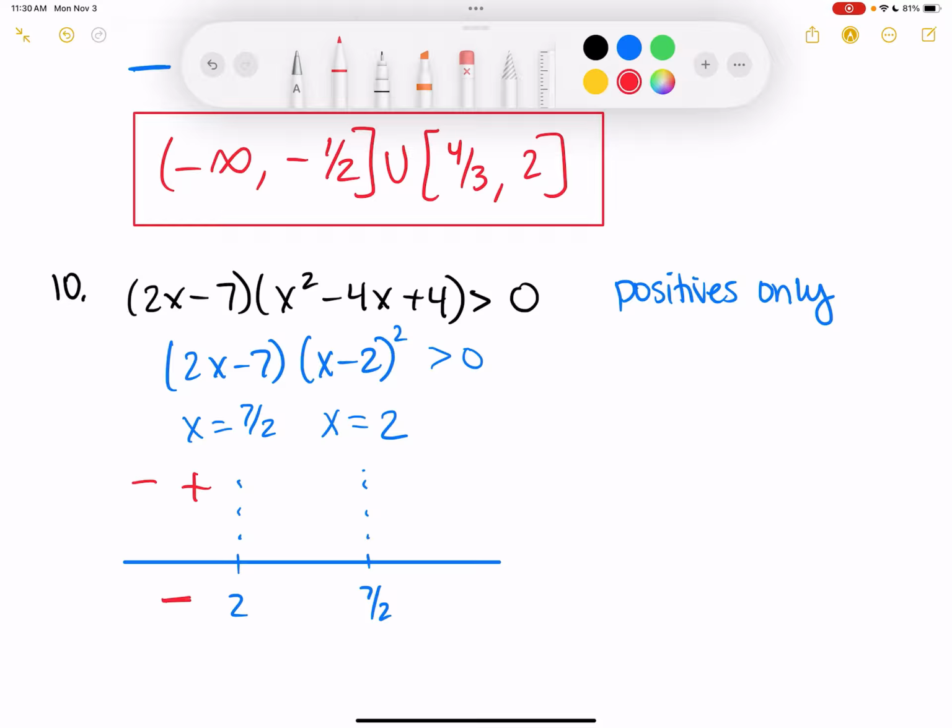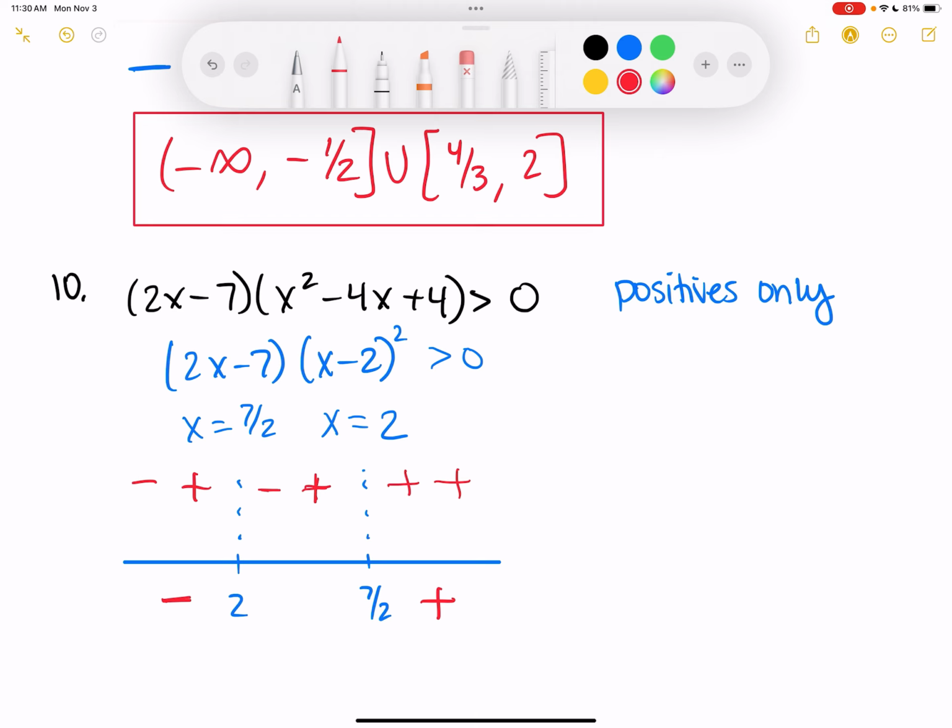3? Sure. What happens if I plug in 3? 6 minus 7 is negative 1, so negative. And positive. Negative and positive. And then over here, what number you want to use? 5. Okay, if I use 5, what do I get? Positive. So this region is positive.